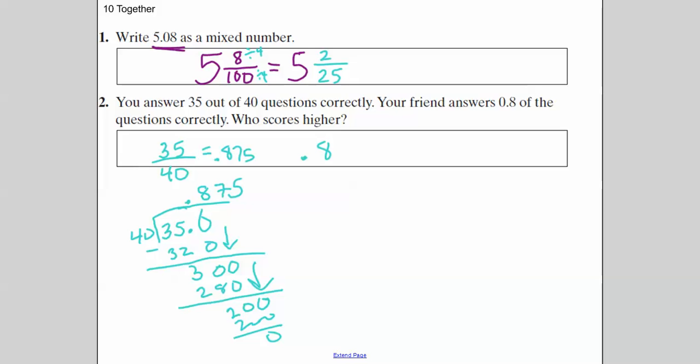So who scores higher? I think that an 87% is bigger than an 80%. So who scores higher? I do. Whee! Good work. Okay.